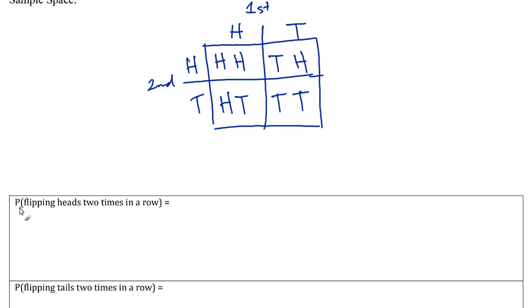So what is the probability of flipping heads 2 times in a row? Heads 2 times in a row is right here. That's the only one. Only one heads out of 4 total possibilities. So basically you get a 1 in 4 chance.